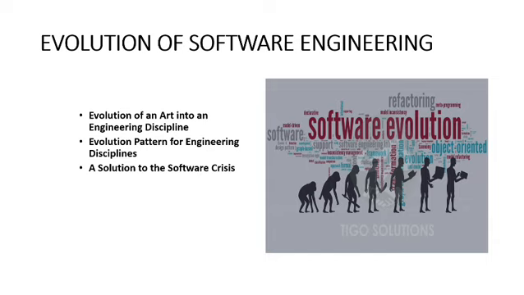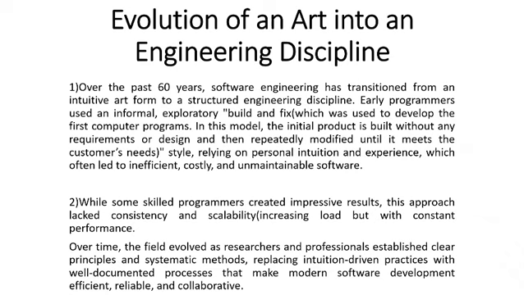The evolution of software engineering is in three types. The first one is evolution of an art into an engineering discipline. The second one is evolution patterns for engineering discipline. And the third one is a solution to the software crisis. Whereas coming to the first one, evolution of an art into an engineering discipline.